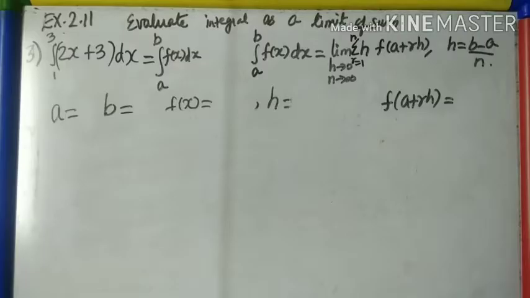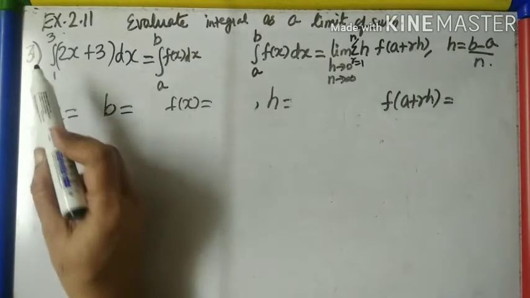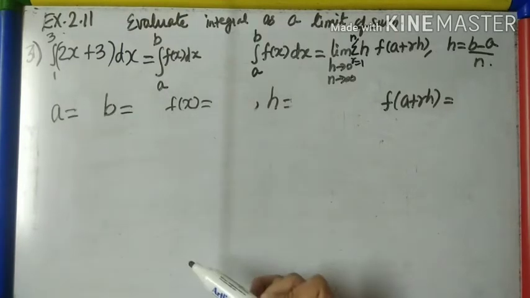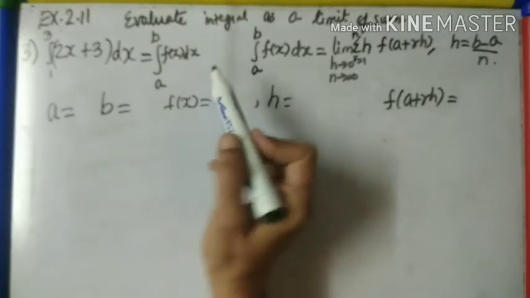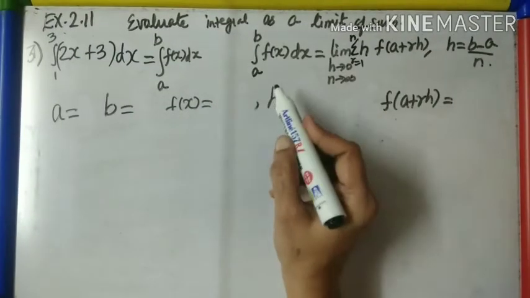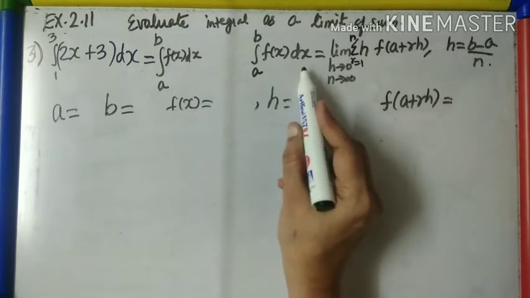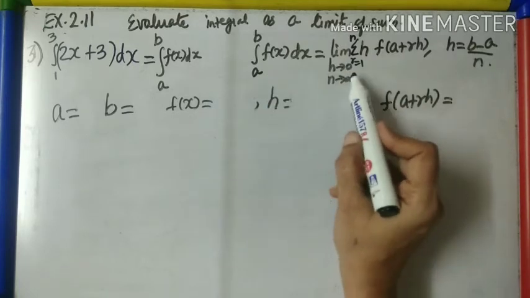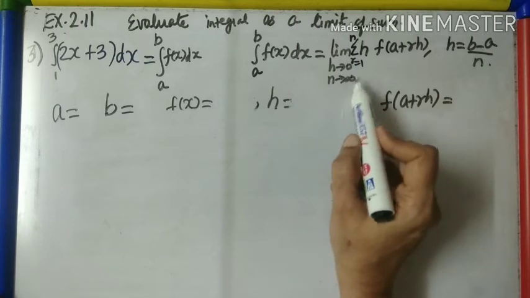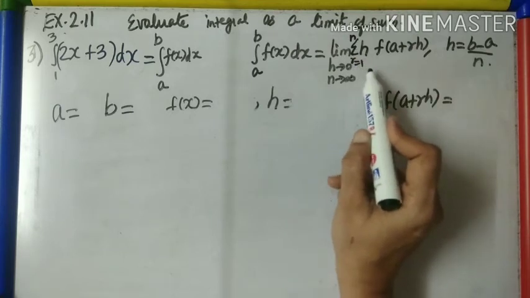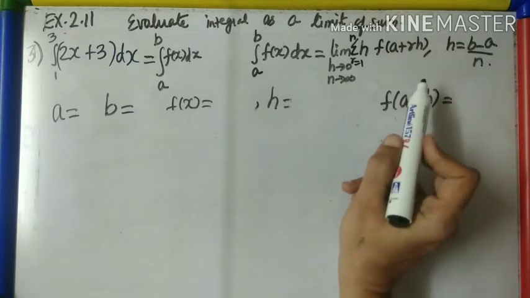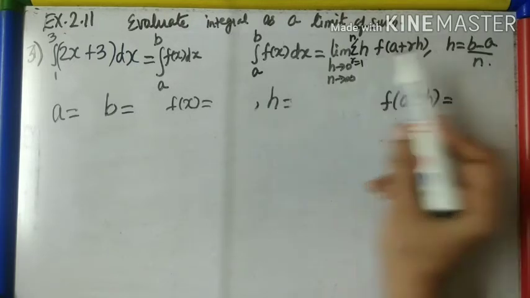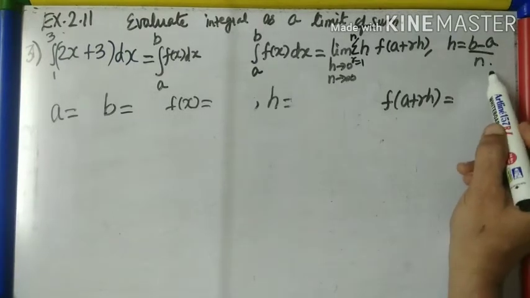Question number 3. Integral 1 to 3 of (2x plus 3) dx. Comparing with integral a to b of f of x dx. And we know the formula: integral a to b of f of x dx is equal to limit h tends to 0, n tends to infinity, sigma r ranges from 1 to n, h into f of (a plus rh). How to find this h? It is (b minus a) by n.